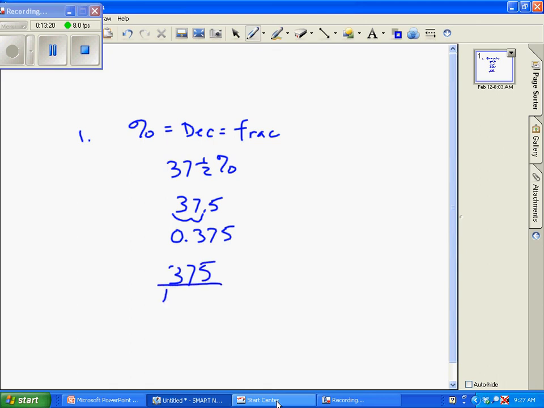375 over 1,000. Now, can I leave it, Vanessa? Why not? Emily, why can't I leave that? It's not simplified. So once you read it, Claire, then all you have to do is simplify it. Okay? Any other questions on this part? Decimal fraction percent. Alex?